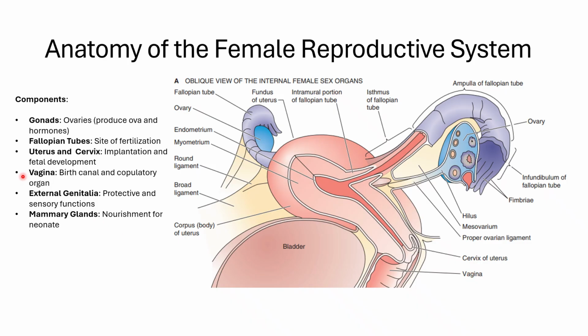Also, we have this one right here, the vagina, right? Which is the birth canal, and it's also the copulatory organ. And we also have the external genitalia, which is protective and also provides sensory functions as well. And finally, the mammary glands, which are important for the nourishment of the neonate, which are not in this picture here.